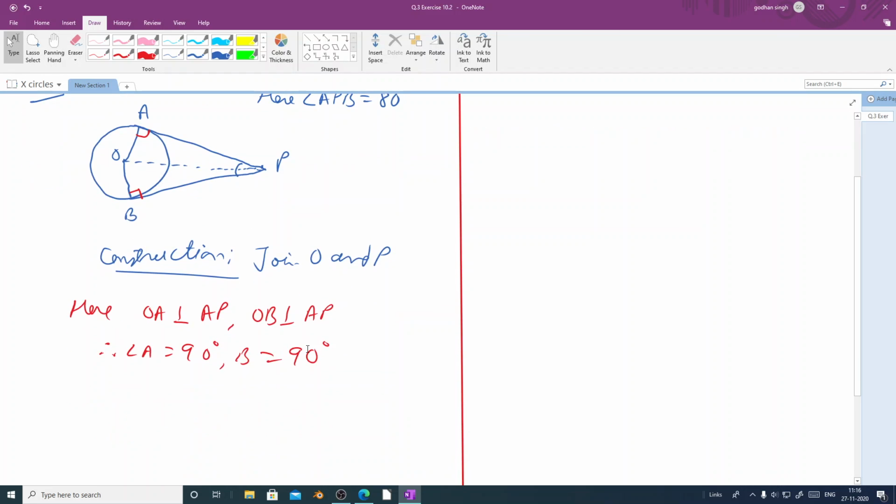Why? Because of theorem 10.1, which says that the radius is always perpendicular to the tangent at the point of contact.